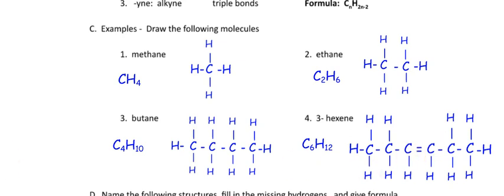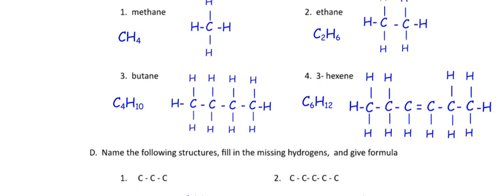Let's see what we're doing in the next section. It says, name the following structures, fill in the missing hydrogens, and give the formula, all right? So let's do this first. 3 carbons. What's the prefix for 3? Maria eats peanut. What's peanut? Prop. All right, what do you know about the bonds? What do I see right here? They're both what? Single. So what is the ending for single? Ane. So this is called propane.